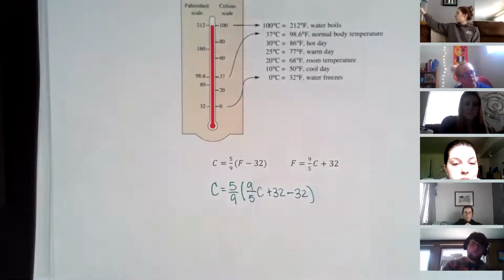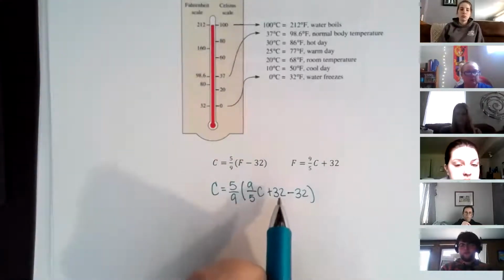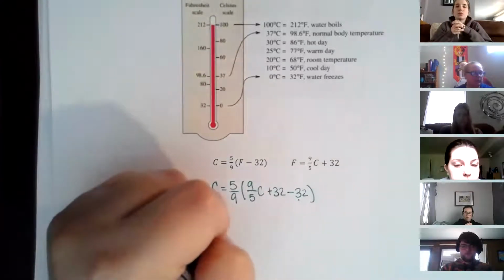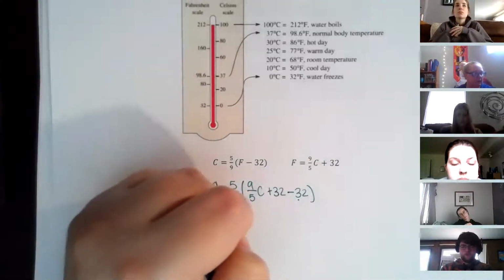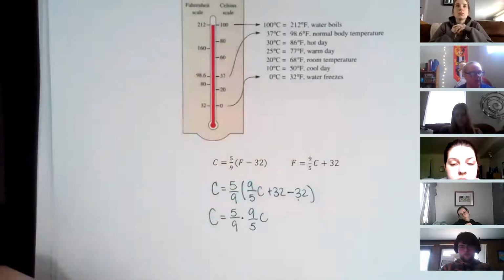Okay. So if I plug this in, order of operations, 32 minus 32 is 0. So I get C equals 5/9 times 9/5 C.